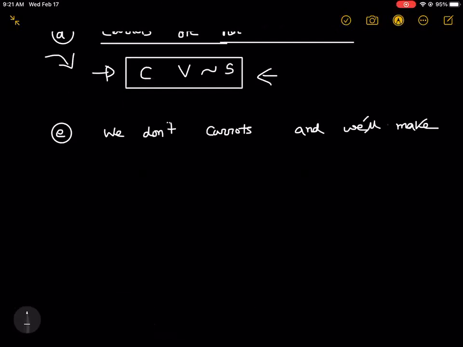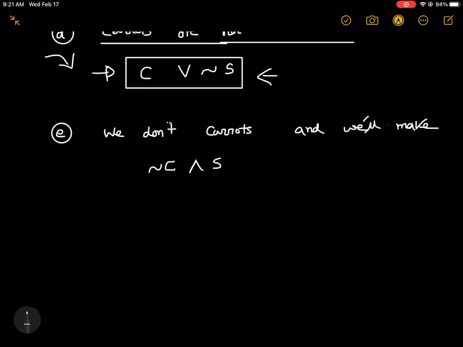So how should we write it? What should be the translation? Can you hear me? Yeah. So it would be the squiggle symbol and then a C, and then the upside down V, S. Very good. Yeah.